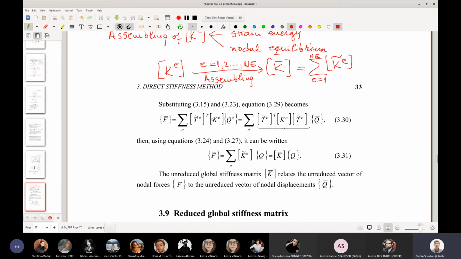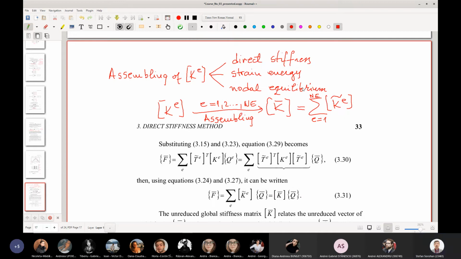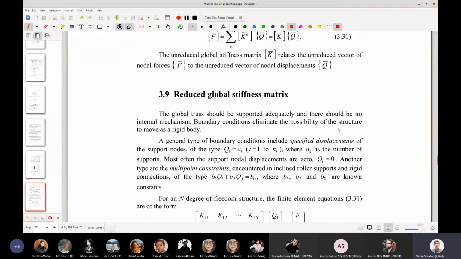We must reduce this global matrix, because don't forget, we have a relationship, something like that. But this one is singular. So we cannot obtain, for example, Q bar equal to the inverse of K bar times F bar. The inverse is denoted with -1. So this one is not possible to be obtained, because this is singular. We do not have an inverse for that. This is the reason why we need the boundary conditions here.